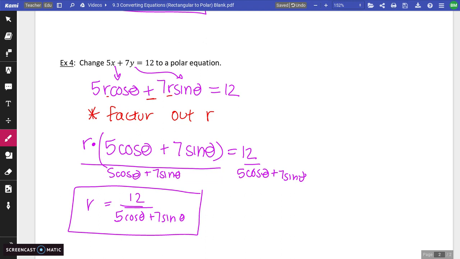For this fraction, we're okay leaving it because it's a little bit more complicated to get rid of the fraction, so that's fine.